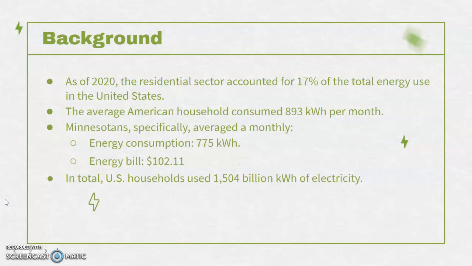Some background information on energy. As of 2020, the residential sector accounted for 17% of the total energy use in the United States. The average American household consumed 893 kilowatt hours per month. Minnesotans specifically averaged a monthly energy consumption of 775 kilowatt hours and an energy bill of $102.11. In total, U.S. households used 1,504 billion kilowatt hours of electricity in 2020.